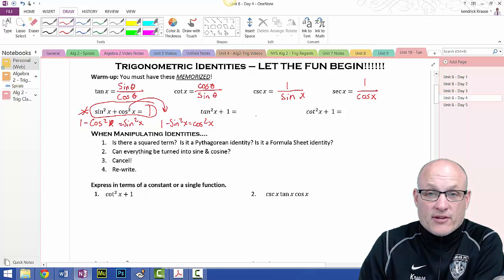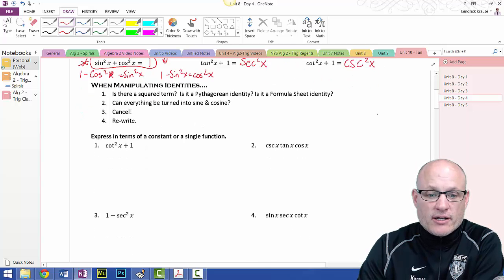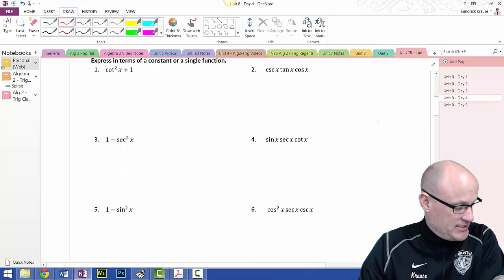The new ones from yesterday and from what we did before: tangent squared x plus 1 is secant squared x, and cotangent squared x plus 1 is cosecant squared x. Get those memorized, children. Let's go, get them done. Because they make life easy.